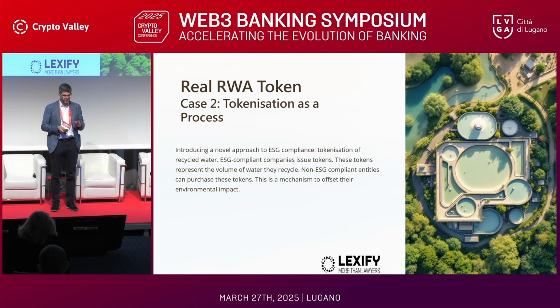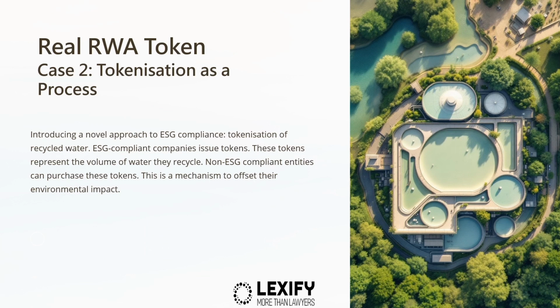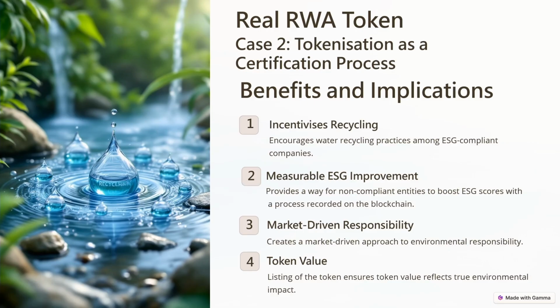And the very interesting part is why we have to tokenize this, because we can also put it on a marketplace and give a real value to these tokens. So we have a market value of recycled water because we can put this water on an exchange, and then we see what value the market gives to this token. And that is a value for all the process.